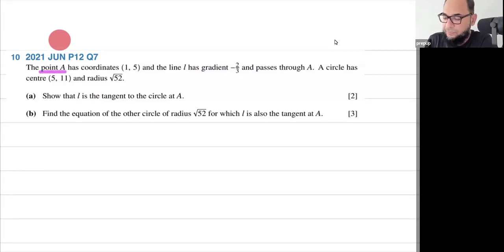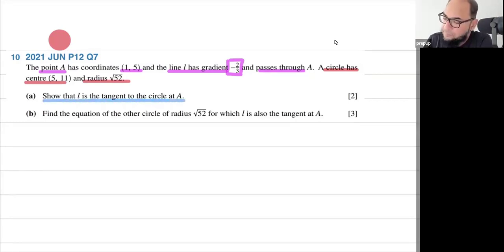There is a point A, the coordinates are 1, 5, the line L has this gradient and this line passes through A, and then later on it says a circle. So there is a circle, let me just highlight the circle. Then it says a circle has center 5, 11 and radius root 52. The first thing, show that L is a tangent to this circle at A.